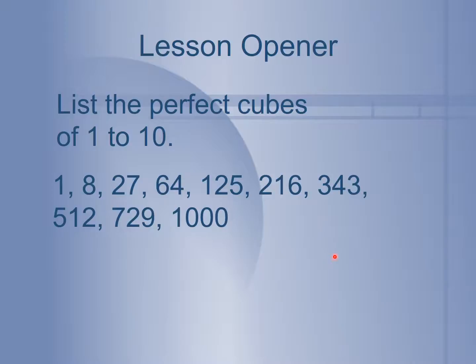And then 4 cubed would be 64, 5 cubed would be 125, 6 cubed would be 216, 7 cubed would be 343, 8 cubed would be 512, 9 cubed would be 729, and then 10 cubed would be 1,000. So this is the list of perfect cubes. Now you might want to keep handy the list of perfect squares and the list of perfect cubes. It might help you do your assignment.